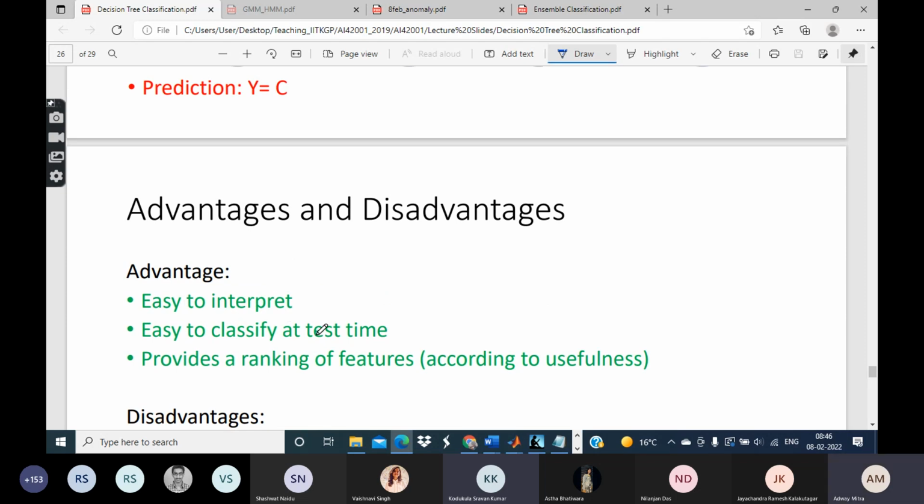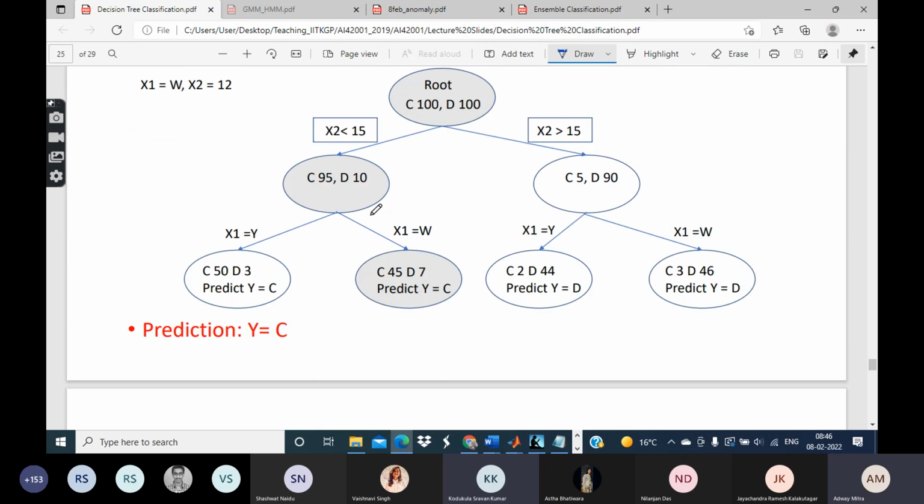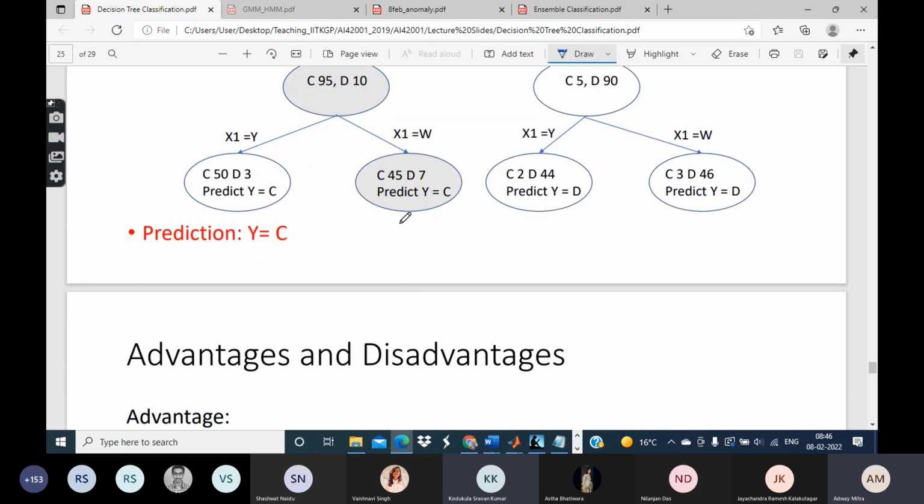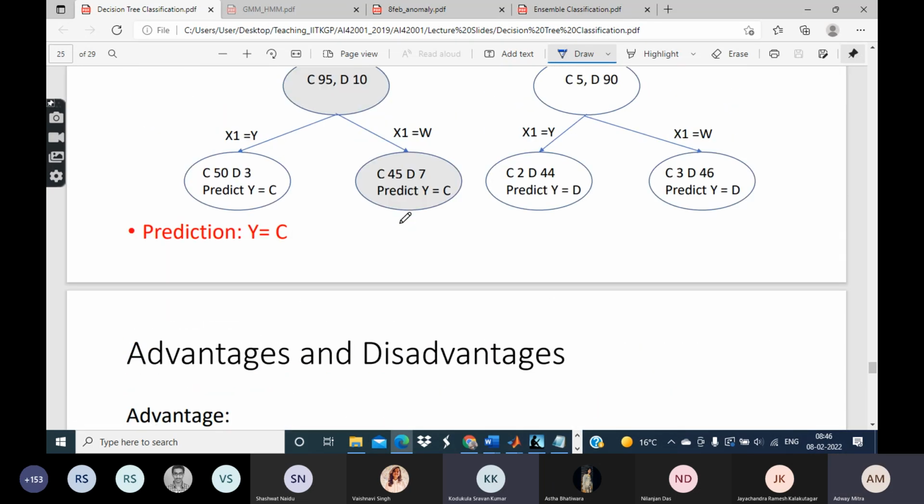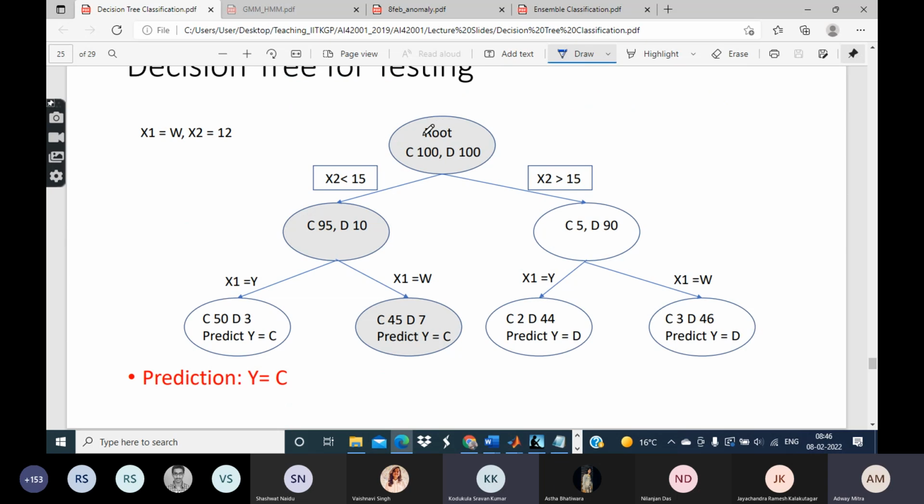And the testing is also very easy. You just have to evaluate one feature after another, and accordingly move your example through the different subpopulations or different nodes of the tree, and whichever leaf node you reach, you make the prediction accordingly. So basically the test time complexity is just in the order of the depth of the tree. So if the tree has depth 2, you just need to do two sets of operations.